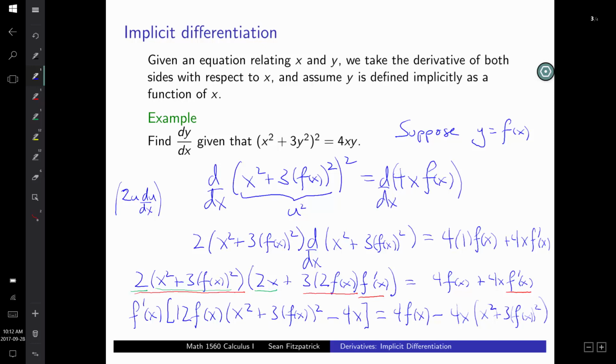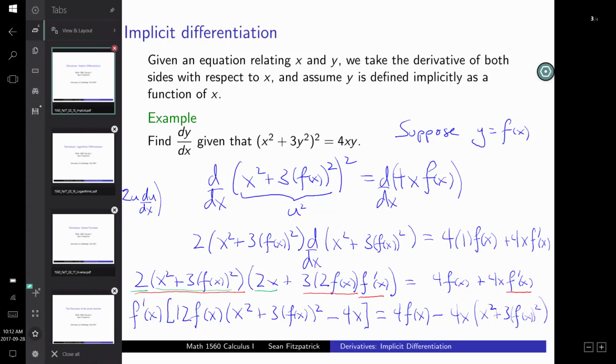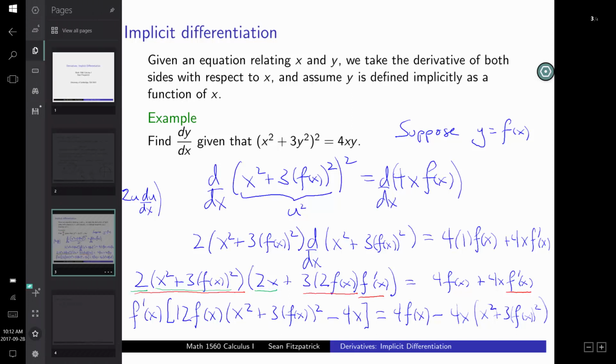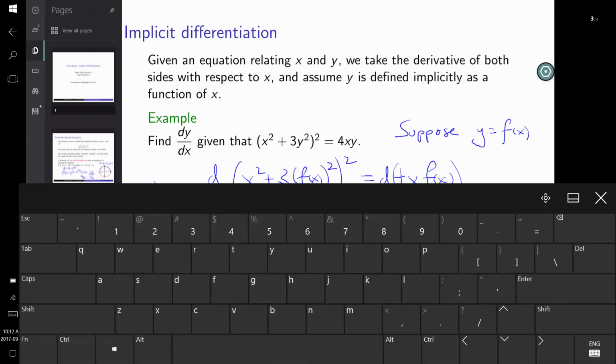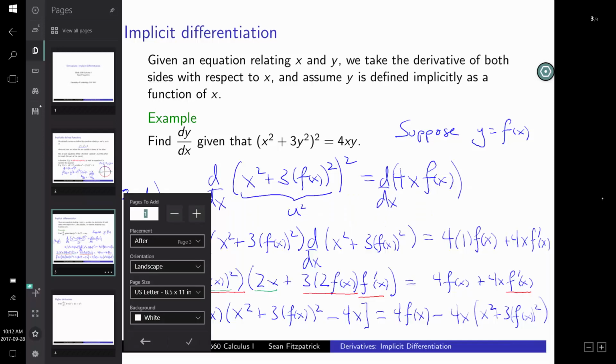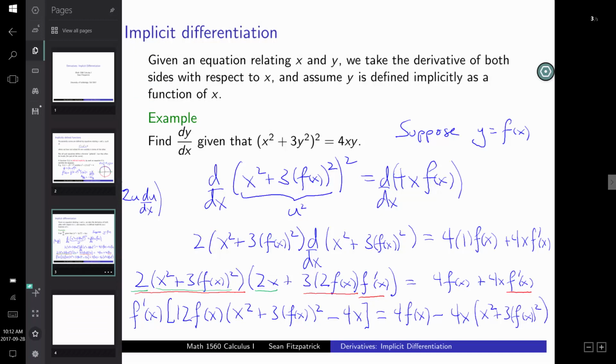Okay, well, that's a mouthful, and we're not quite done. What do we do from here? Well, let's squeeze in one more page. I think I can do that here. Let's add a page in. Okay, one new page. All right. So what do I have to do?